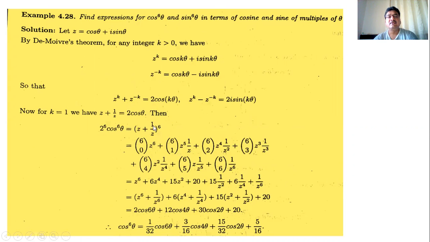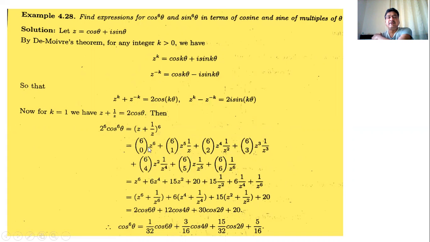Just take the 6th power of both sides. So Z plus 1 by Z raised to 6. The expansion by using the binomial theorem has terms 6C0, which has the value 1, then 6C1, 6C2, 6C3, 6C4, 6C5 and 6C6. The value of 6C1 is 6, 6C2 is 15, 6C3 is 20 by using a calculator, and in this way 6C4, 6C5, 6C6.